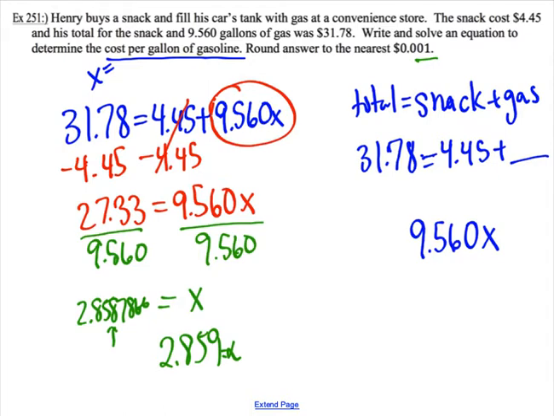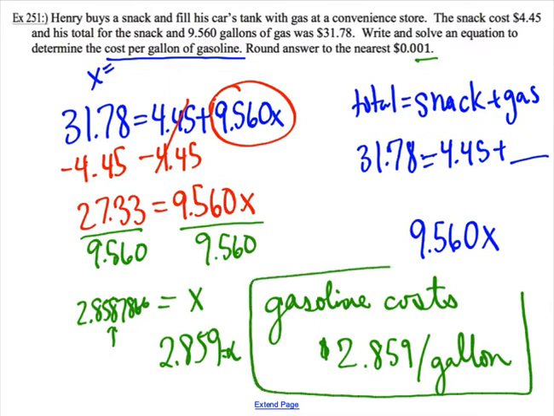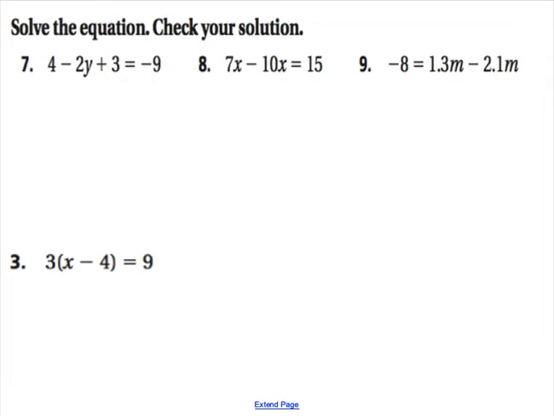So the answer is the gasoline costs $2.859 per gallon. So gasoline costs $2.859 per gallon. Okay, just a couple of quick examples.